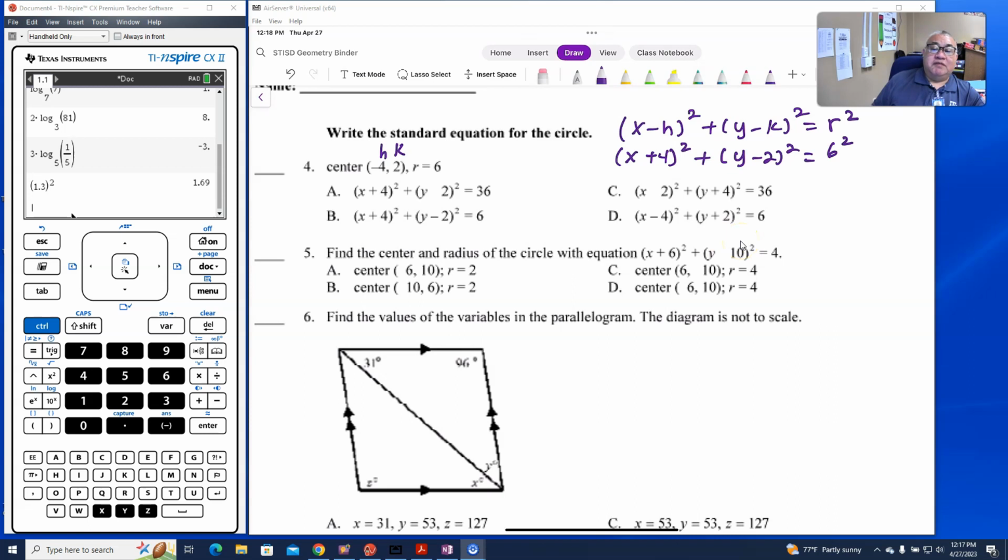The only options we have are A and C. So the answer should be, in this case, A. And that's a minus there, so that's A.